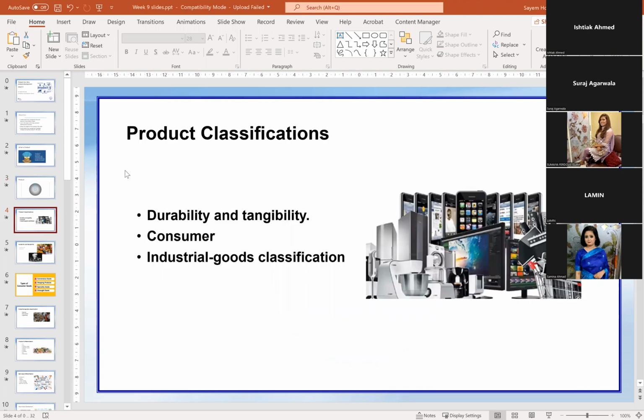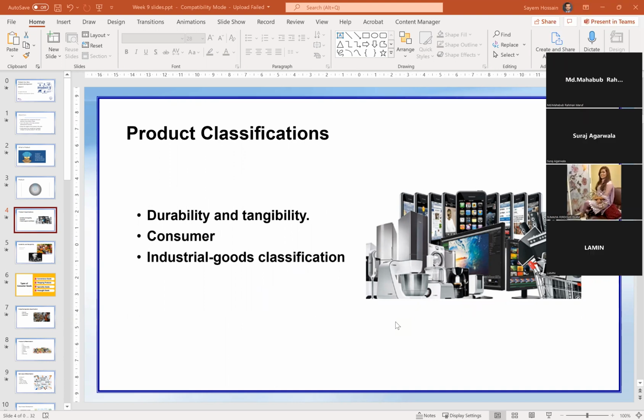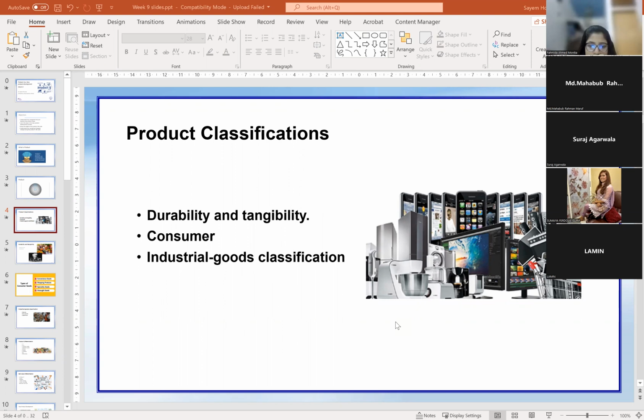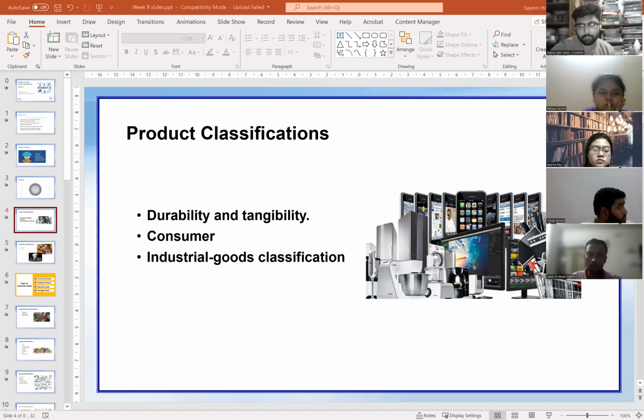All right, moving on. Now we're looking into product classification. We'll be classifying the products. So first we looked into the levels of products, when we deconstruct a product. But now we're going to classify the product, differentiate the product. We can classify the product by durability and tangibility. We can classify the product based on consumer usage, like how consumers use the product. And we can also classify the product from the industrial aspect, like industrial usage of the product. So these are the 3 different ways we can classify the product. We'll just dive into these.